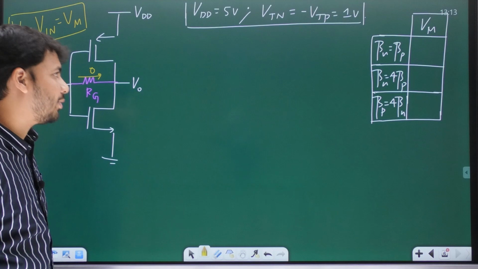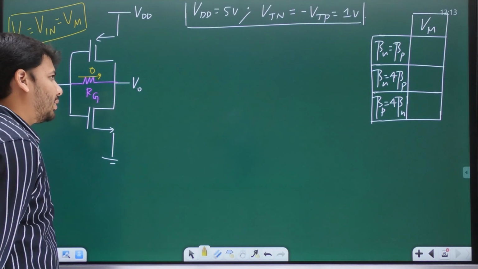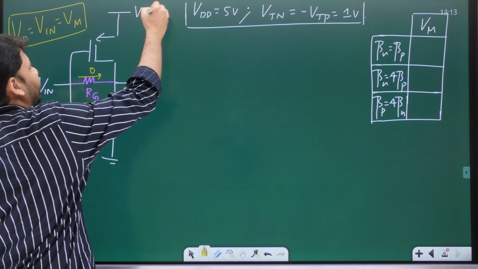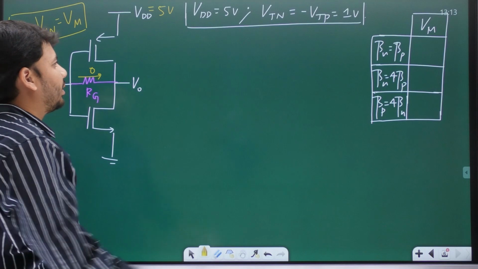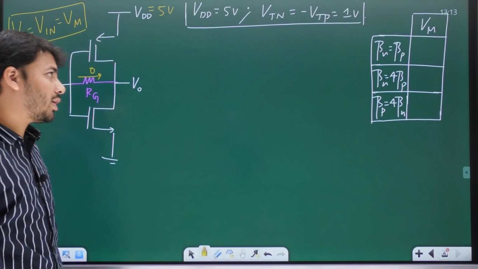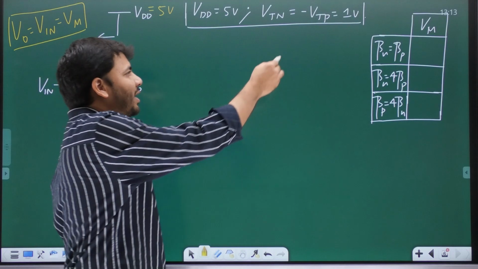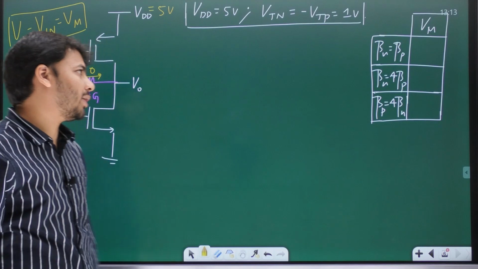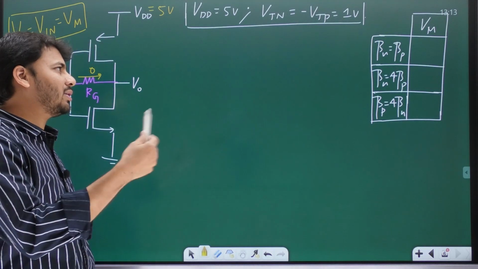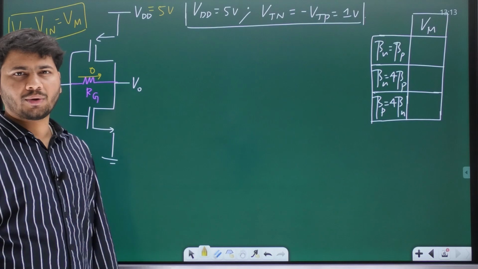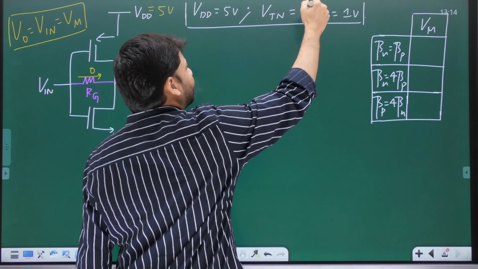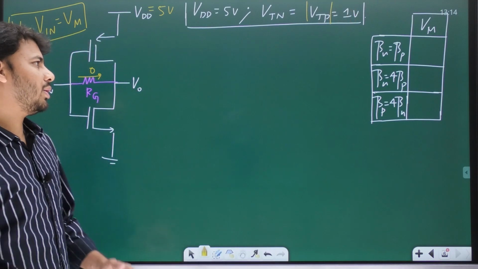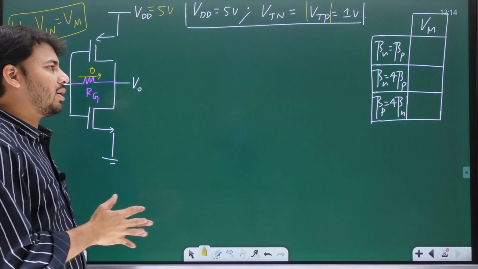And also the value of the supply voltage and the threshold voltage of both the transistors are given. VDD is 5 volts. So in place of VDD, I can write down 5 volts. And VTN, the threshold voltage of NMOS, is positive and equal to 1 volt. Whereas minus VTP is 1. Minus VTP equal to 1 is same as VTP equal to minus 1. If VTP is minus 1, does it not mean mod VTP is equal to plus 1? Yes. So minus VTP equal to 1 is same as mod VTP equal to 1. Let's find out Vm in each and every case.